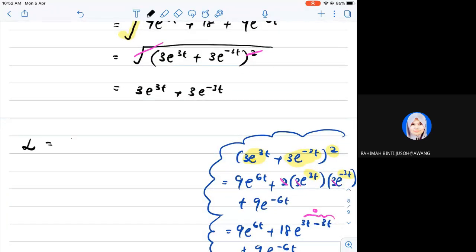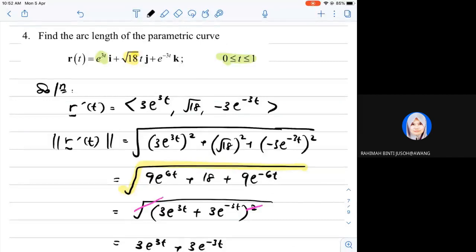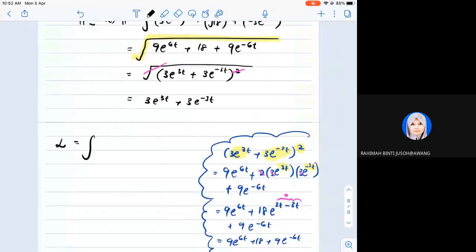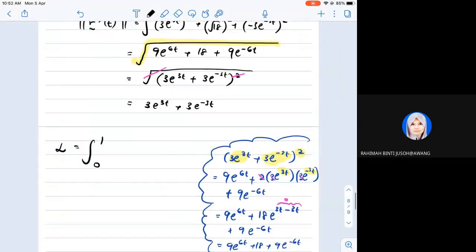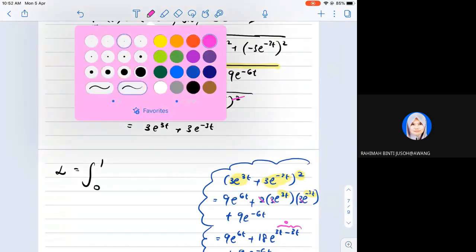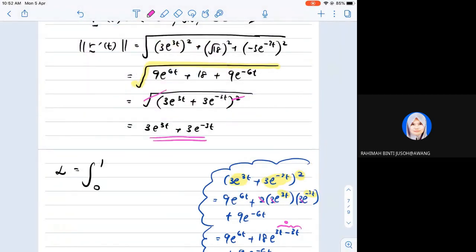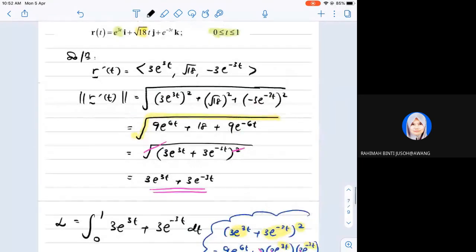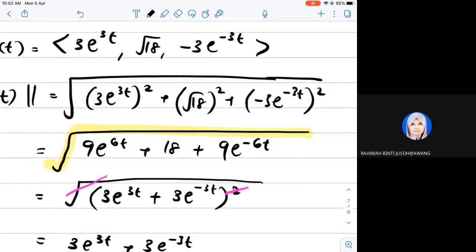So arc length equals to integration from interval kita 0 until 1. So we will have 0 until 1 the magnitude of r prime t. So magnitude of r prime t yang ni tadi. Yang ni. So letak je balik 3 eksponen 3t plus 3 eksponen negatif 3t dt like this. So boleh dah integrate dengan gembiranya. Kan? Dah senang lah nak integrate. Kalau tak tadi complicated you nak integrate yang warna kuning tu.